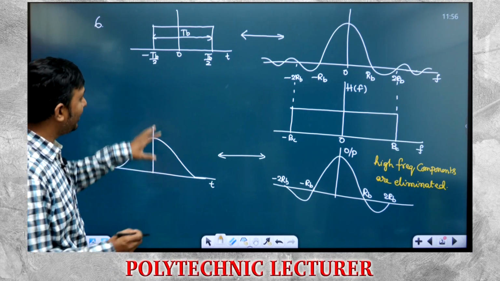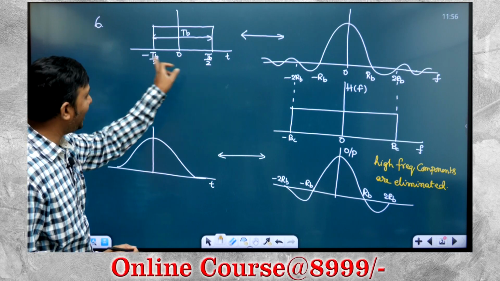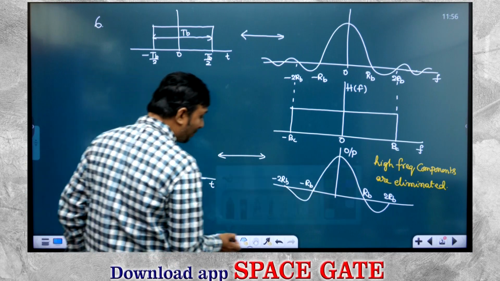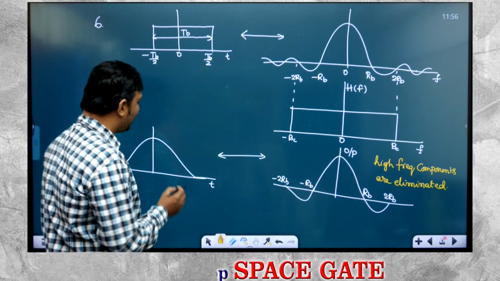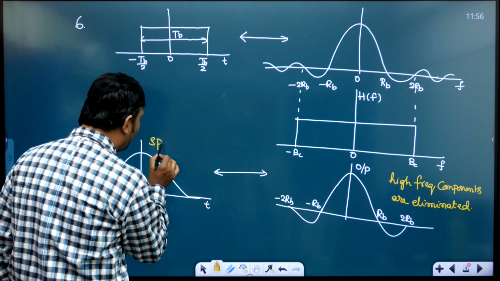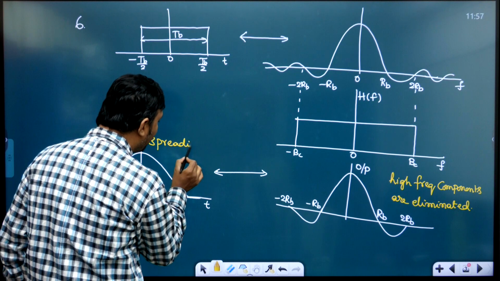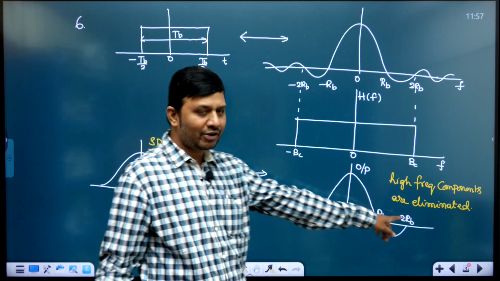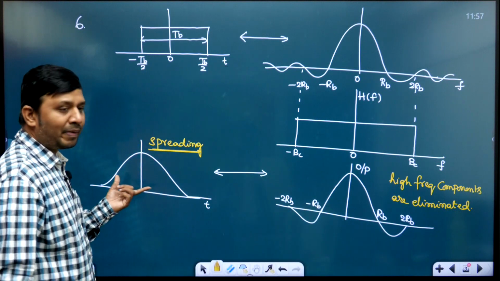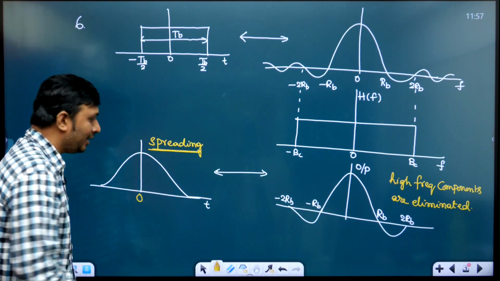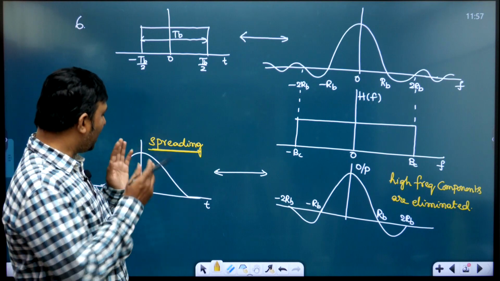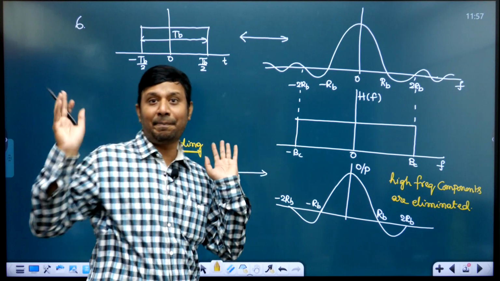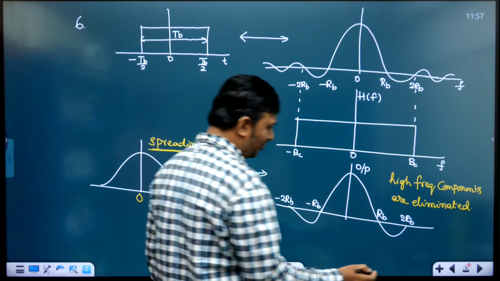We call this, look here, this is from minus TB by 2 to TB by 2. Now this will spread like this. So this is what is known as spreading. If you remove the high frequency components, what will happen in time domain? Spreading will happen. Now we will see what kind of effect this spreading will have on the received pulse. Observe here.